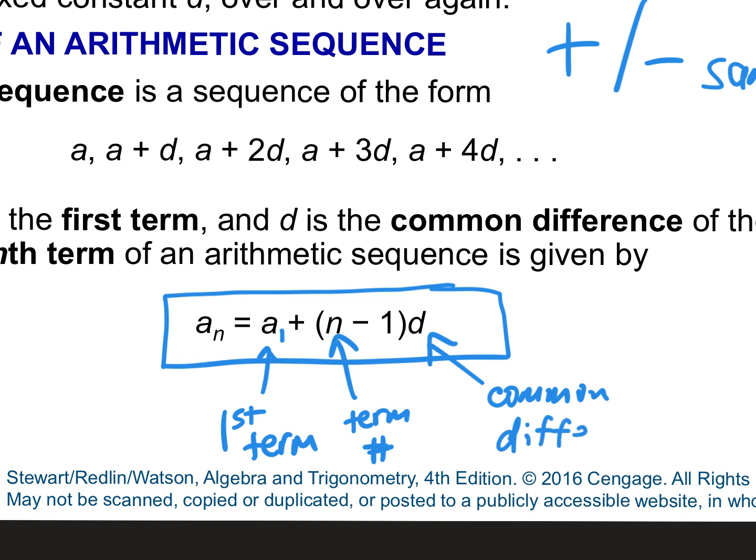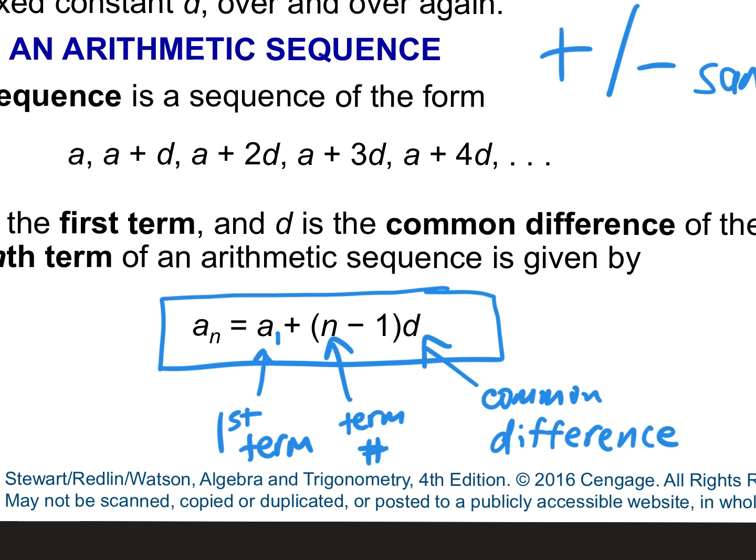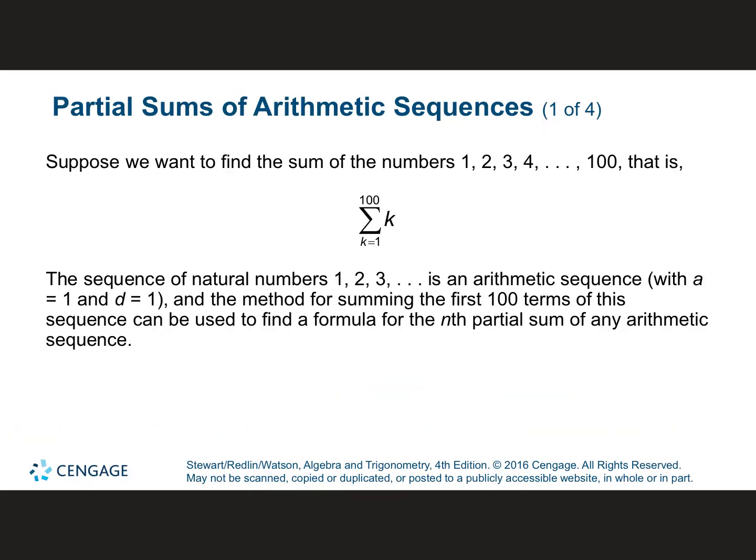So again, we're going to talk about two different kinds of sequences, arithmetic and geometric. So an arithmetic is, like I said, a linear function, and you're going to add or subtract the same number to get from one to the next.